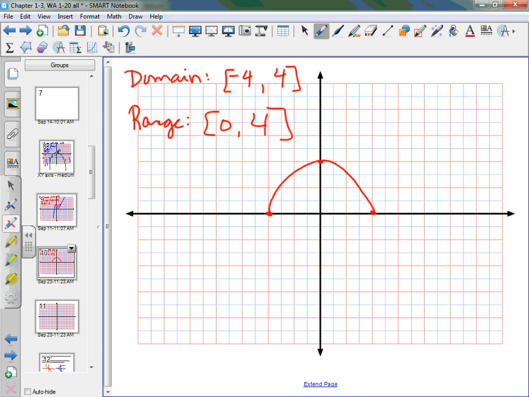Okay, so now what's the last thing that it's asking you to do? F at 0. So find your x-axis, and find that point right there, and what's the coordinates of that point? 0, 4, so it's going to be 4. Do we understand how to do that, yes or no?